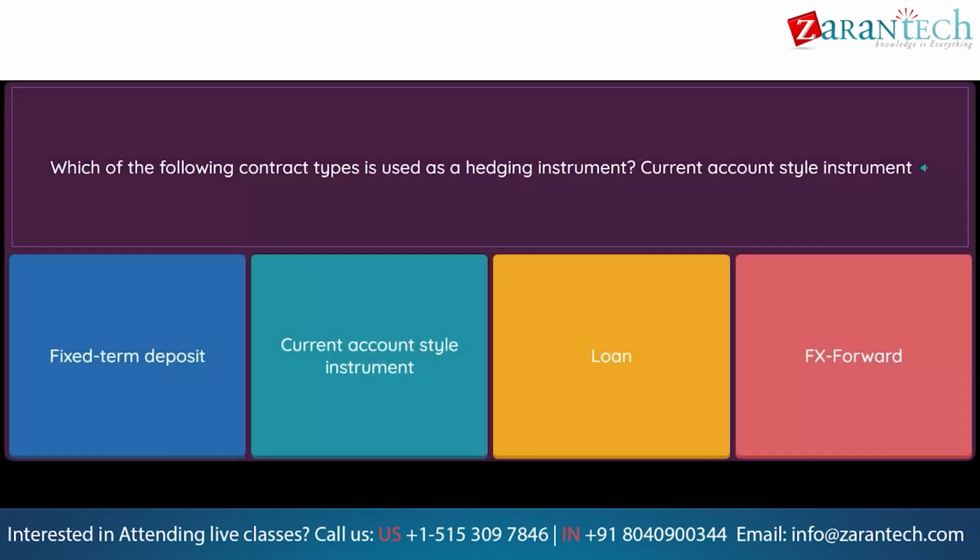Question: which of the following contract types is used as a hedging instrument? Option 1, fixed term deposit. Option 2, current account style instrument. Option 3, loan. Option 4, FX forward.